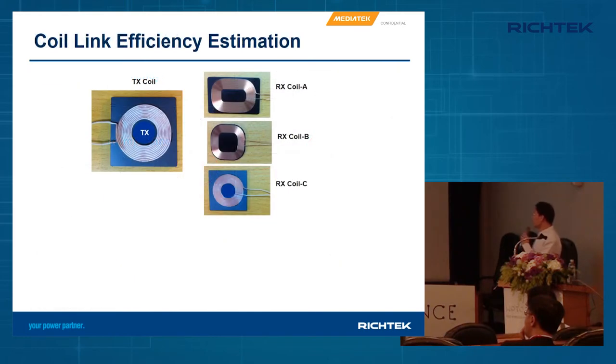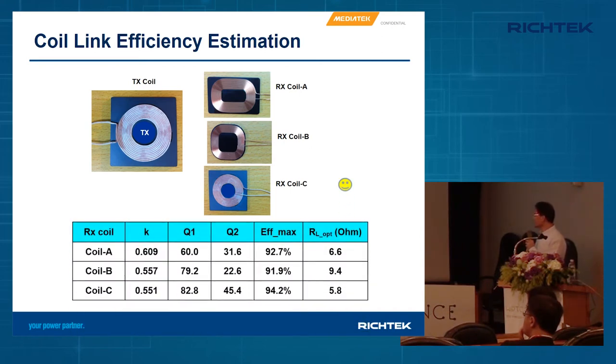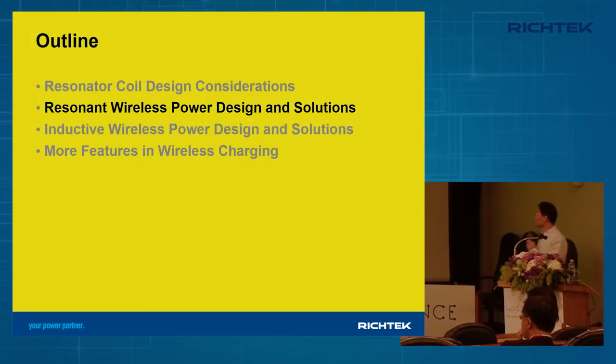On the right hand side, there are three coils. Question, which one has the highest efficiency? The answer is coil C, because of the high KQ product value. Next, resonant wireless power.